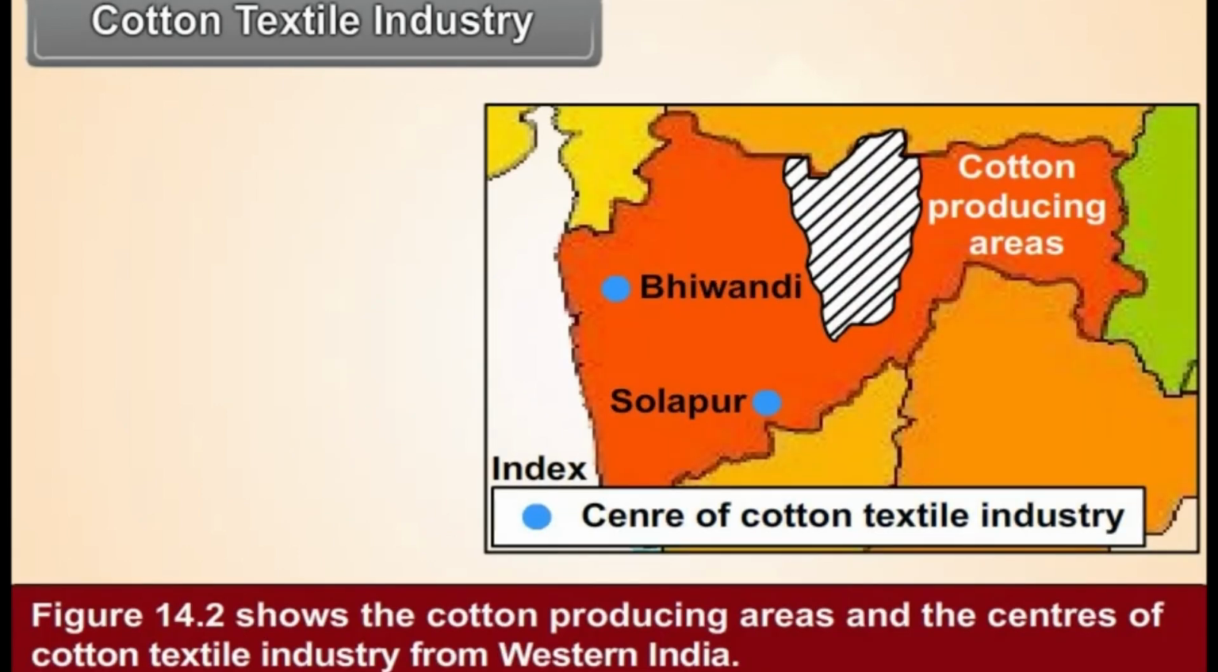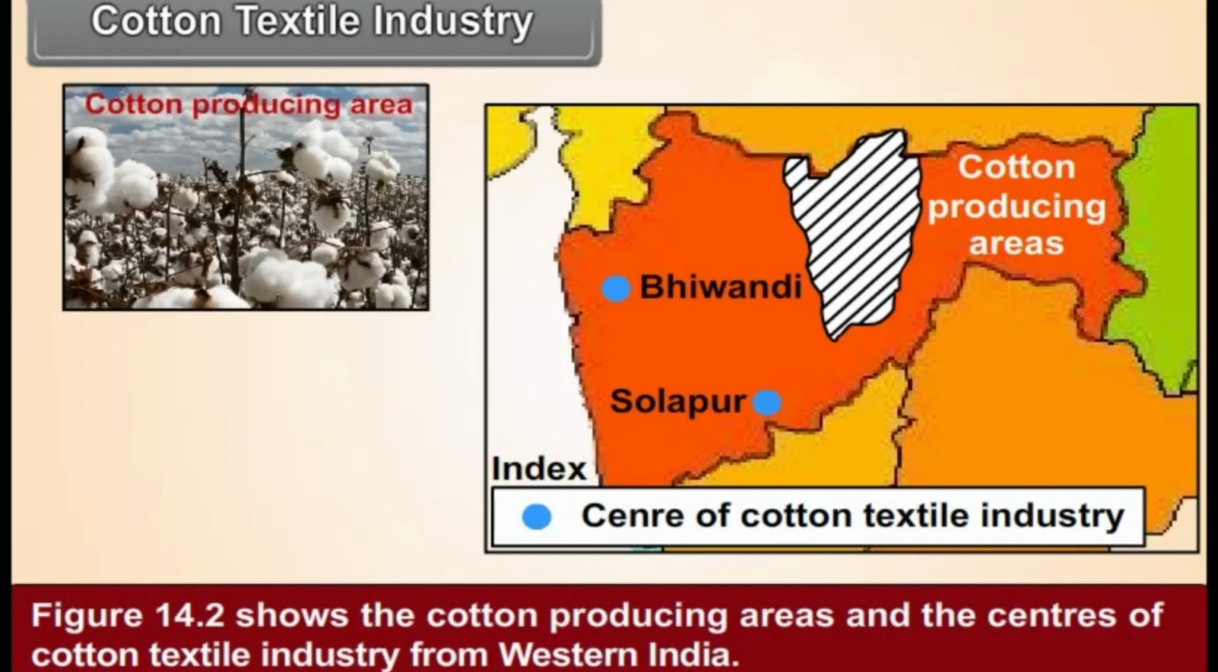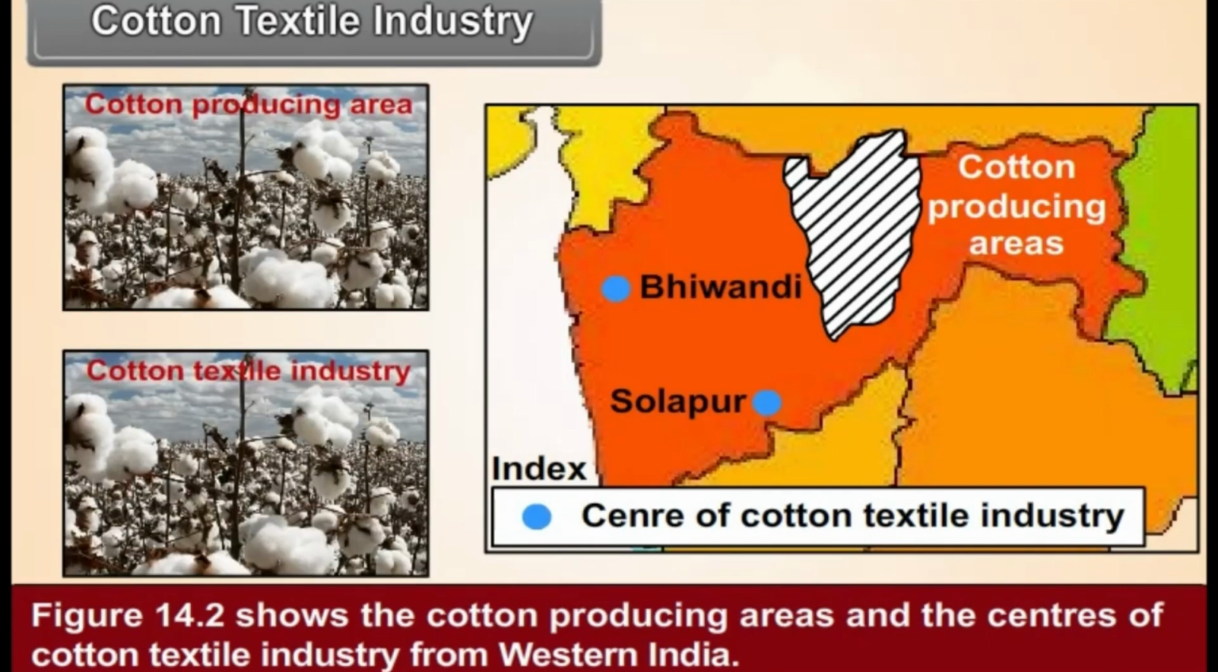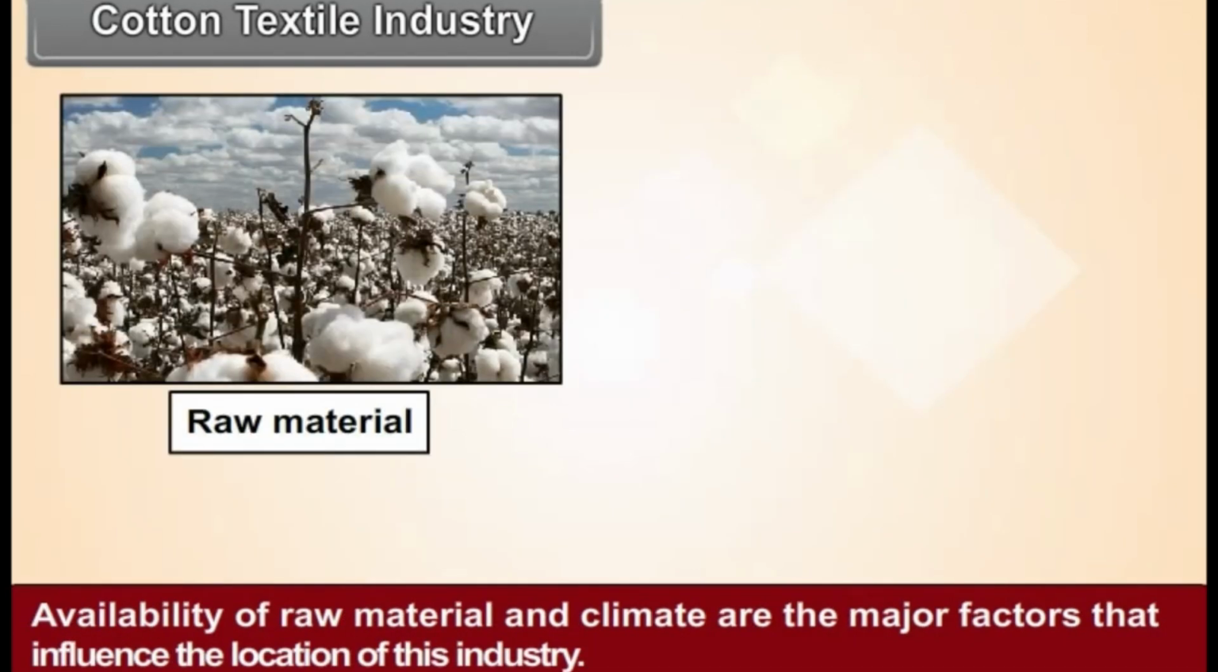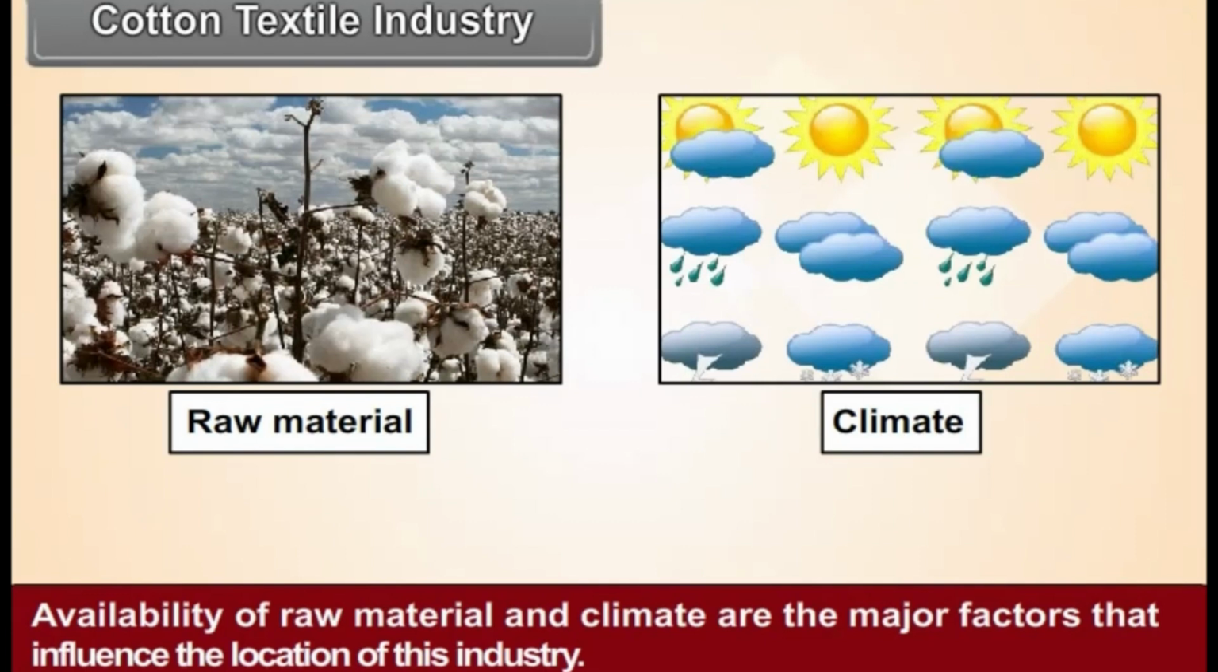Cotton textile industry. Figure 14.2 shows the cotton producing areas and the centers of cotton textile industry from western India. Availability of raw material and climate are the major factors that influence the location of this industry.